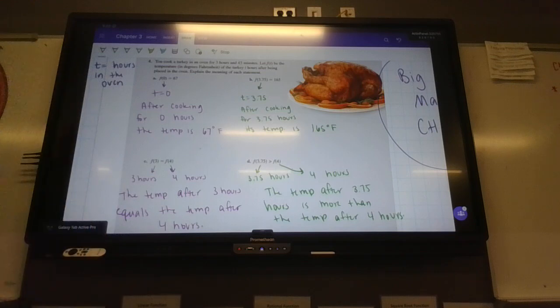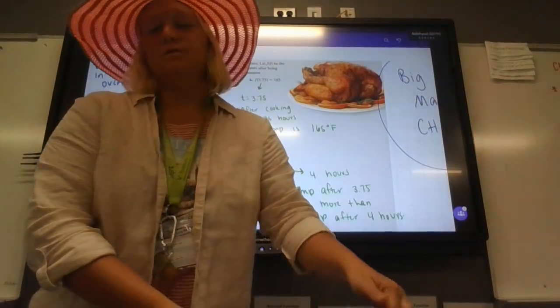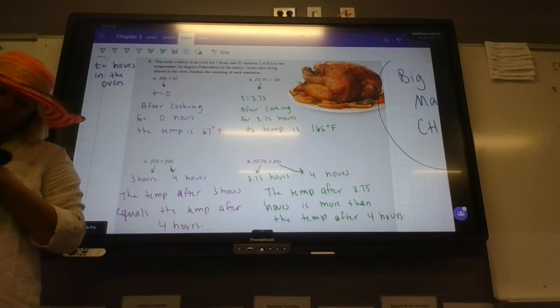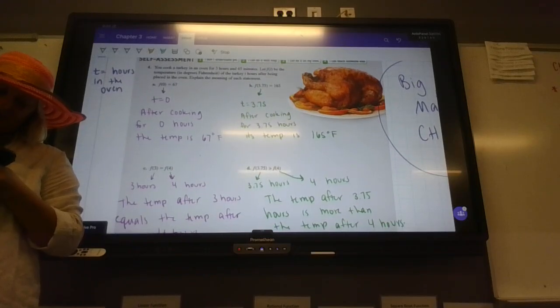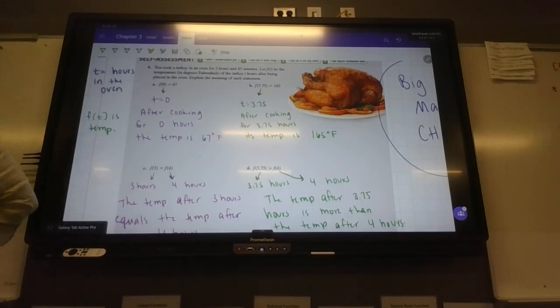The f of x together represents the temperature. The t represents the hours in the oven. What do you think, JDF? You got it? So f of t is the entire temperature. T was the hours. F of t is the entire temperature. So interesting how reading symbols is a part of math class. No need for a calculator, just understanding the mathematical language.